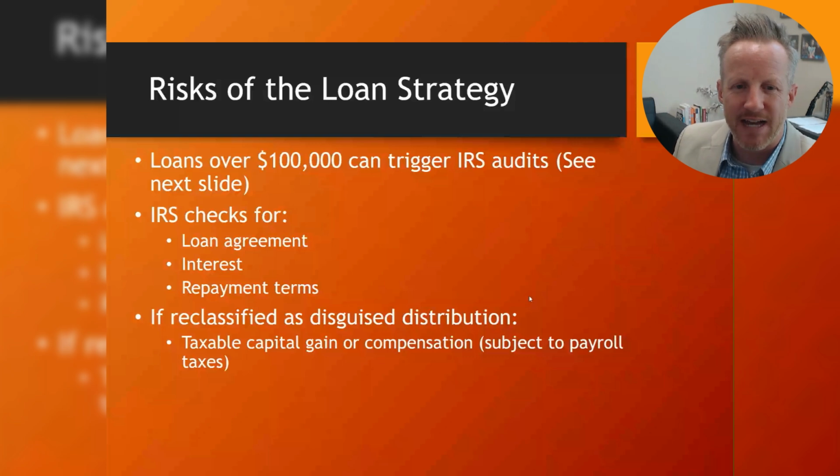So if it's under 100,000, you're probably fine. If it's above that, that's when I start to get a little worried. Now, what does the IRS check for? If they do come knocking, what they're going to ask for to know whether or not this is a legitimate loan or just a cover-up for excess distributions is, is there a loan agreement in place?